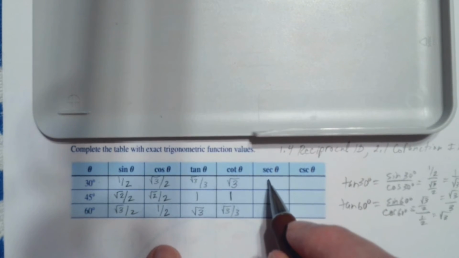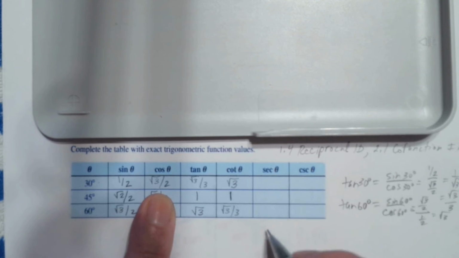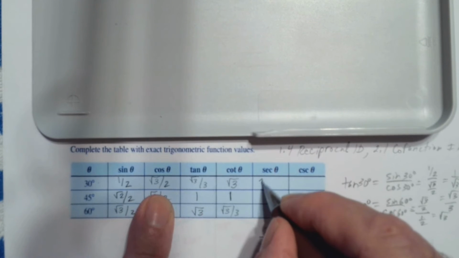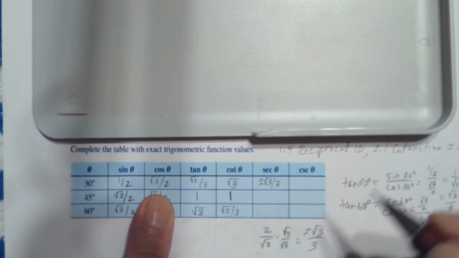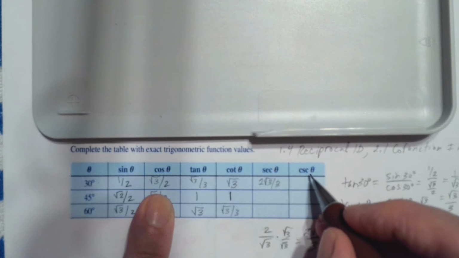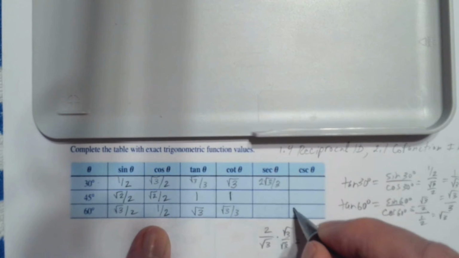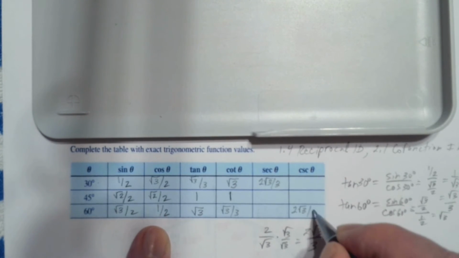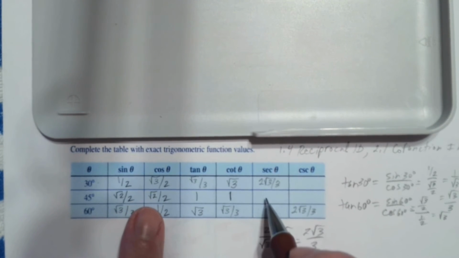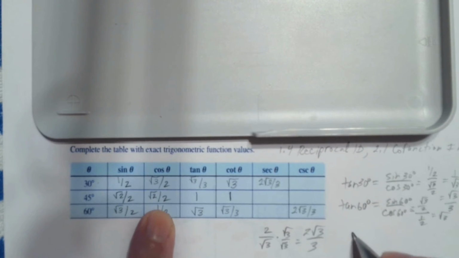We know secant is the reciprocal of cosine, so we're going to have to flip square root of 3 over 2, so 2 over square root of 3. When we rationalize that, we get 2 square root of 3 over 3. That means that the cosecant of 60 degrees would be the same. Let's see, 1 over cosine, that would be 2 over the square root of 2.